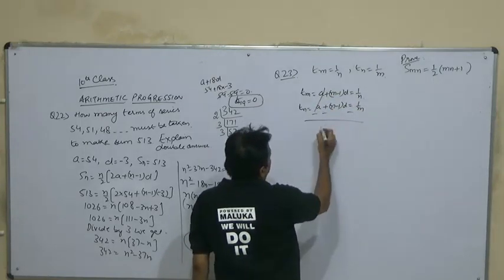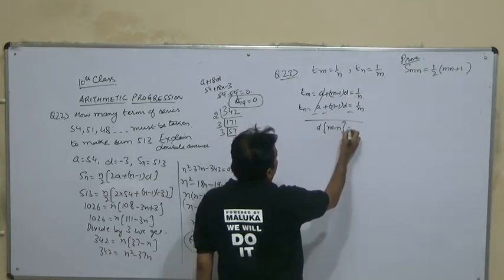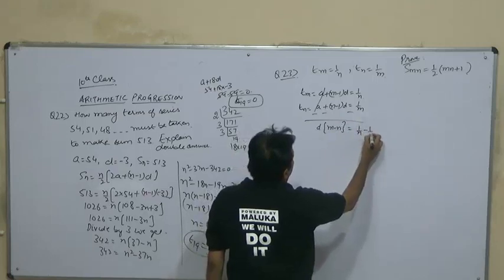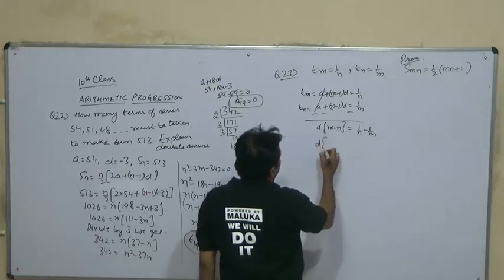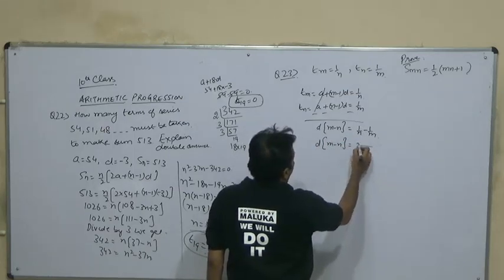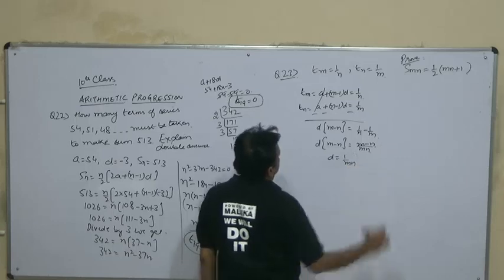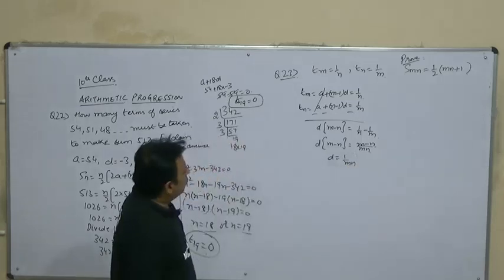Subtract. This cancels out. Take d common, we will get m minus n, and here 1 by n minus 1 by m, d into m minus n, this will be equal to (m minus n) upon mn. So d comes out to be 1 by mn. Okay. Now we find a.